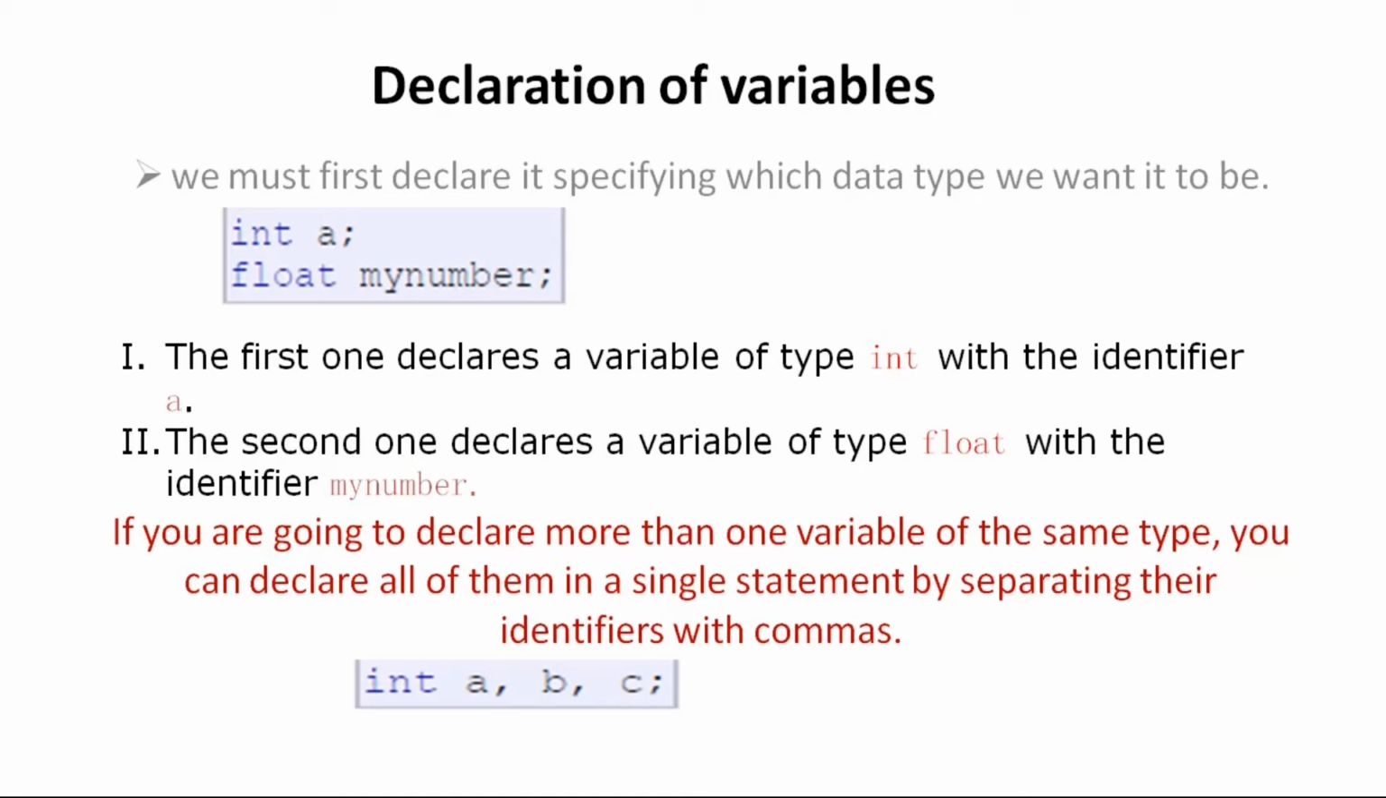The second one declares a variable of type float. variable type ምንድነው? float ነው። With the identifier my number. identifier my number የሚለው identifier ነው ማለት ነው። If you are going to declare more than one variable of the same type, the same data type ማለት, you can declare all of them in a single statement by separating their identifiers with commas. እንግዲህ ከአንድ በላይ የሆነ ቫሪያብልን ዲክሌር ማድረግ በምንፈልግበት ሰዓት ምን መጠቀም እንችላለን?